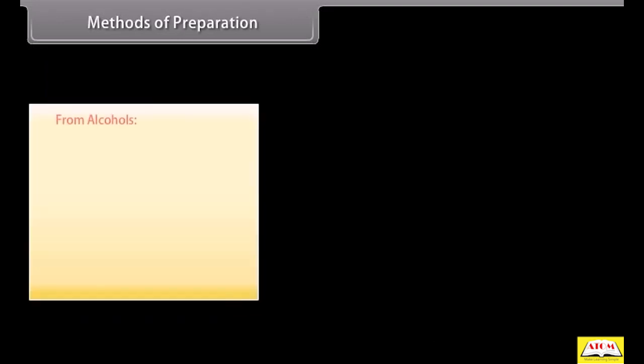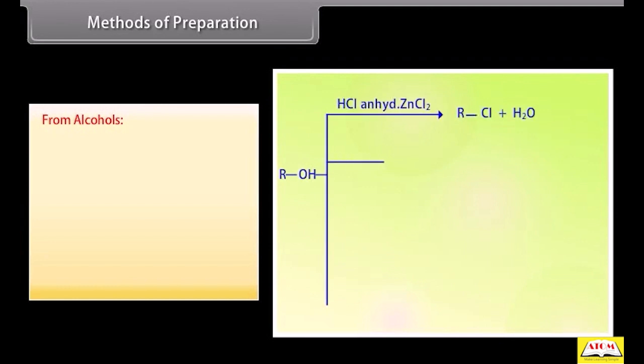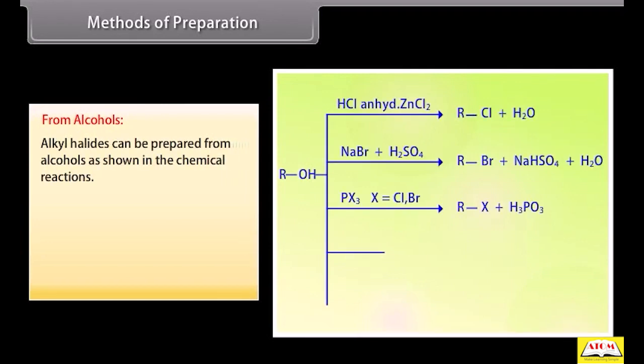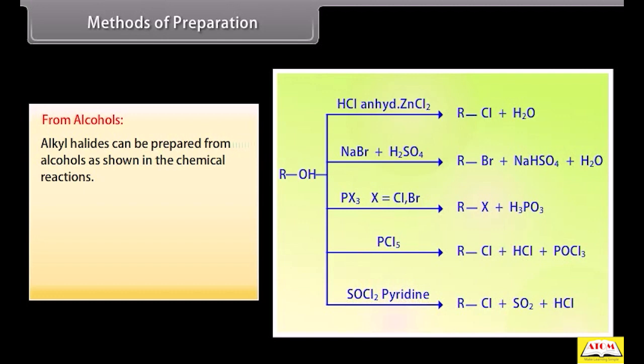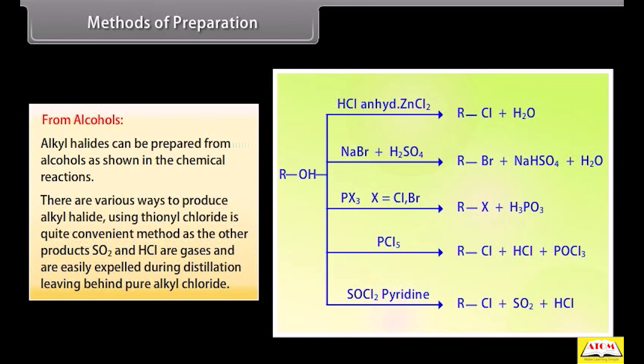Methods of preparation. From alcohols. Alkyl halides can be prepared from alcohols as shown in the chemical reactions. There are various ways to produce alkyl halides. Using thionyl chloride is quite a convenient method as the other products, SO2 and HCl, are gases and are easily expelled during the distillation, leaving behind pure alkyl chloride.